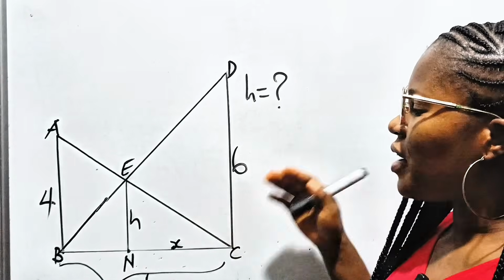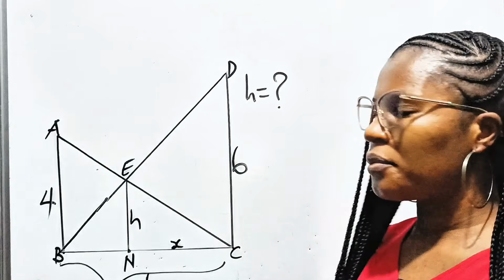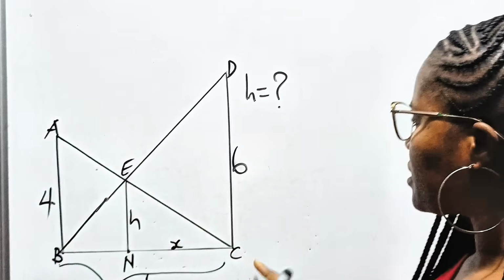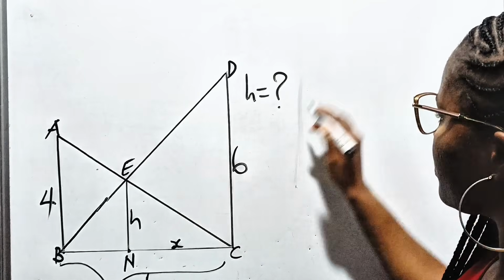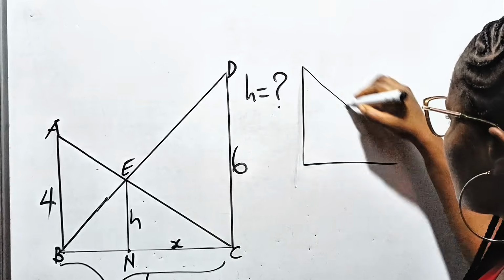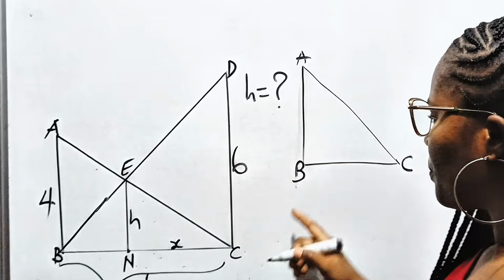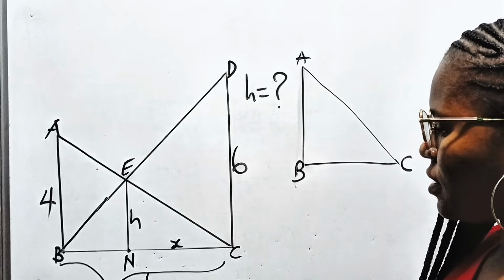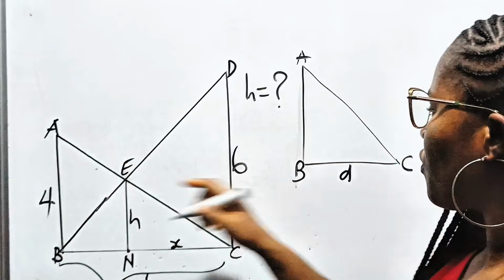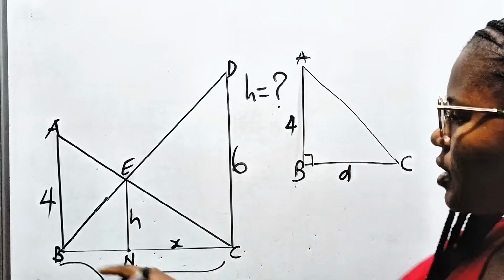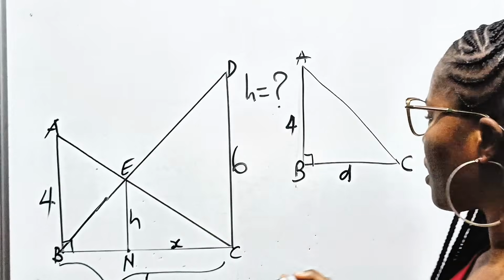Now, to find the value of H, we have two triangles that I want us to start from. Triangle ABC. If I draw triangle ABC, we'll have this. So this is A, this is B, and this is C. BC is D, so this is D, and AB is 4. And we have a right angle here. I forgot to put that. So this place is a right angle.